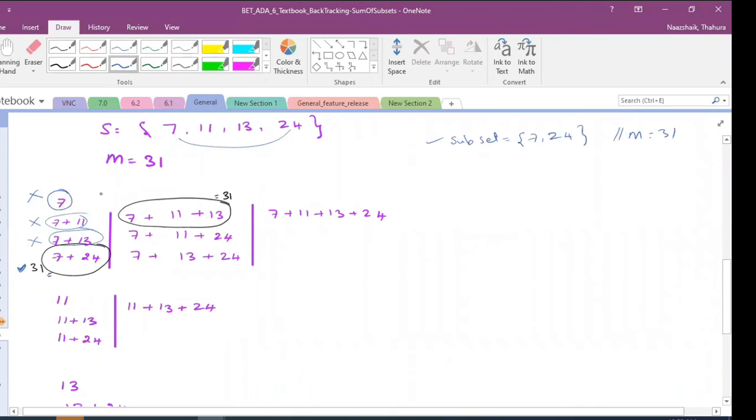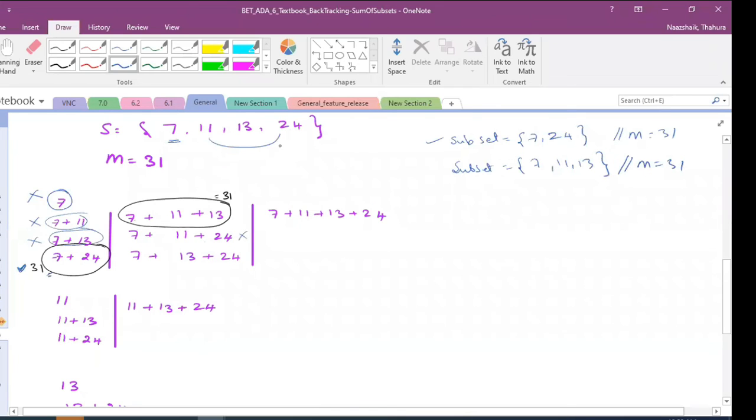So now you have exhausted all the two-number combinations. So with 7, what will you do now? You will keep 7, plus you will try these two. So you say 7 plus 11 plus 13. This is also correct. So you got one more subset. 7, 11, 13, this sum is also 31. Okay. There are other combinations, right? This is possible. Then you try 11 and 24. 7 plus 11 and 24.